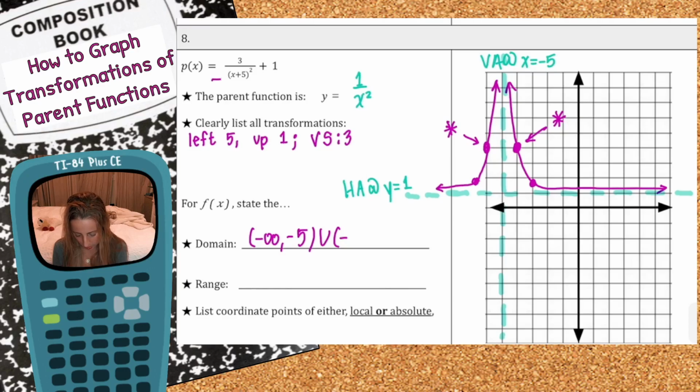There we go, a little neater. And then -5 until infinity. So that was from left to right. And then the range, unlike the other one, the range is from negative infinity to positive 1, because that's where my horizontal asymptote is, not a parenthesis, comma, infinity, up forever.